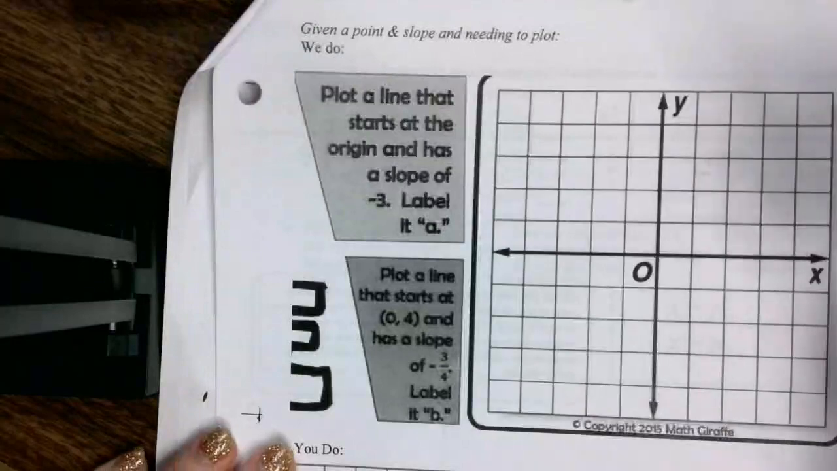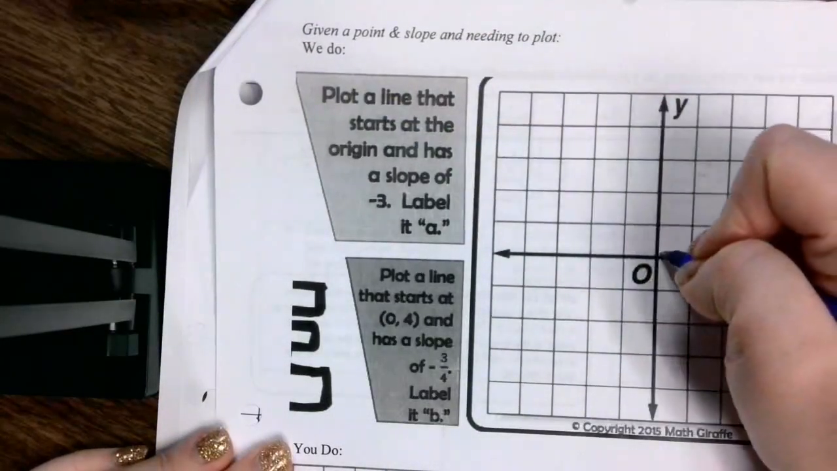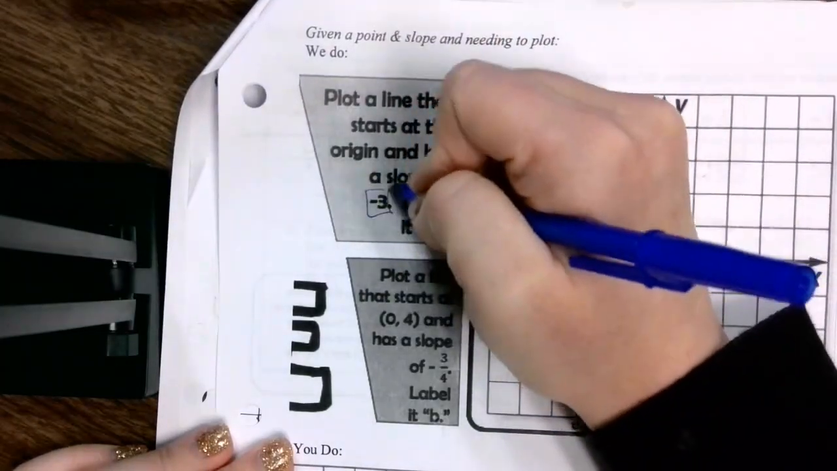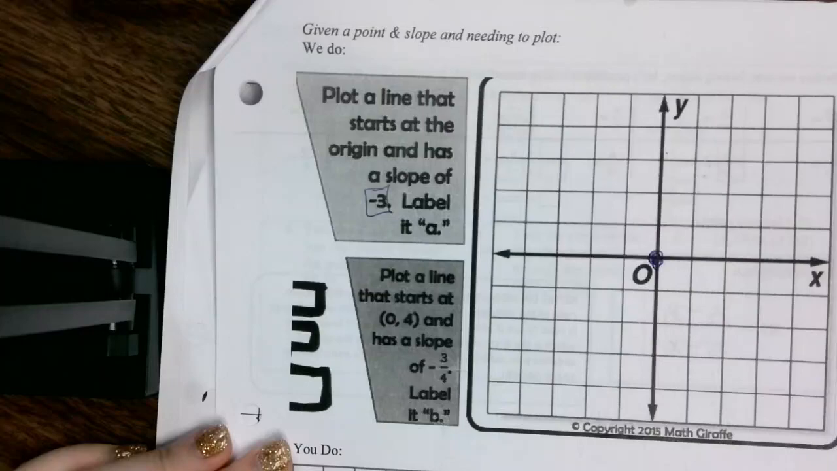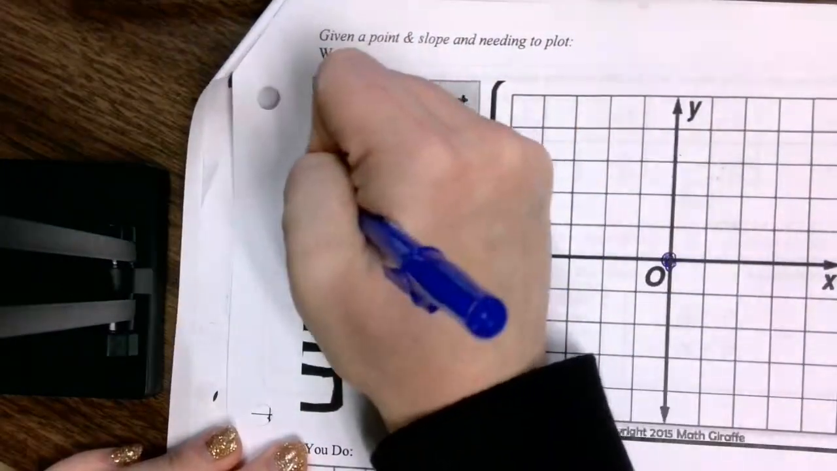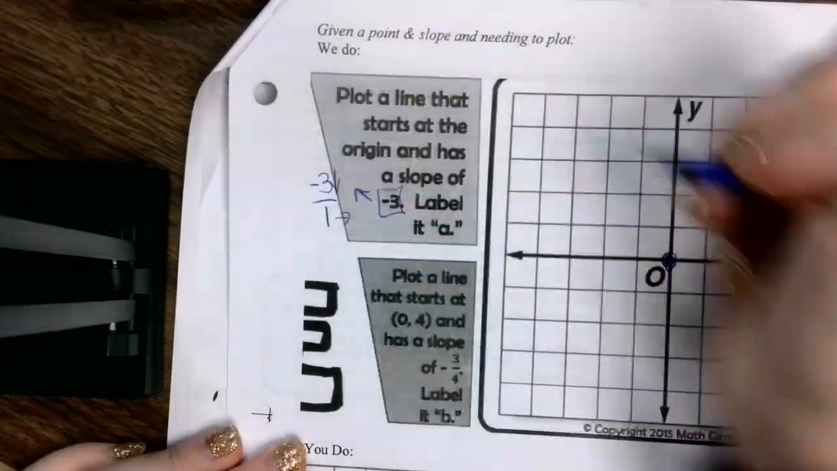Moving along to our next lesson. So we're going to plot a line that starts at the origin. So if you remember, this is our origin and has a slope of negative 3. Now this slope, we can't really do anything with because it doesn't have 2 numbers. So we have to turn it into a fraction. So negative 3 as a fraction is negative 3 over 1. So that's telling us we're going to go down 3, right 1.